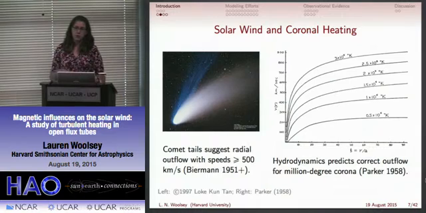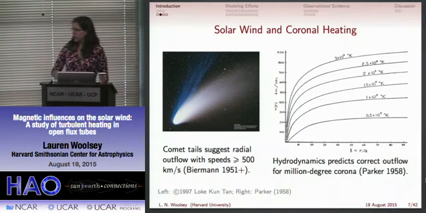Like I mentioned, the tails of those comets, the first real work with them, suggested that there was an outflow with speeds over 500 kilometers per second. So back in the 50s, we realized that there was this outflow that had significant speeds, but we didn't quite know what was causing it or why that was.